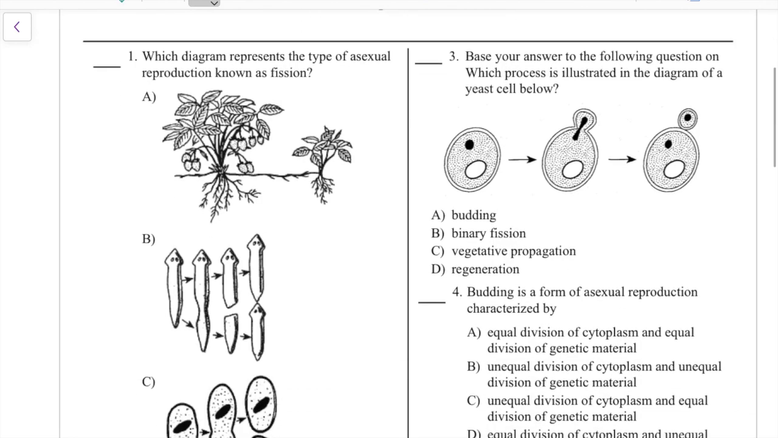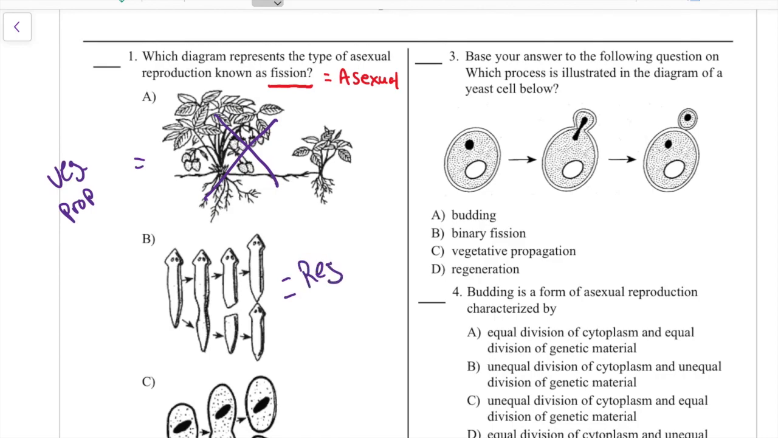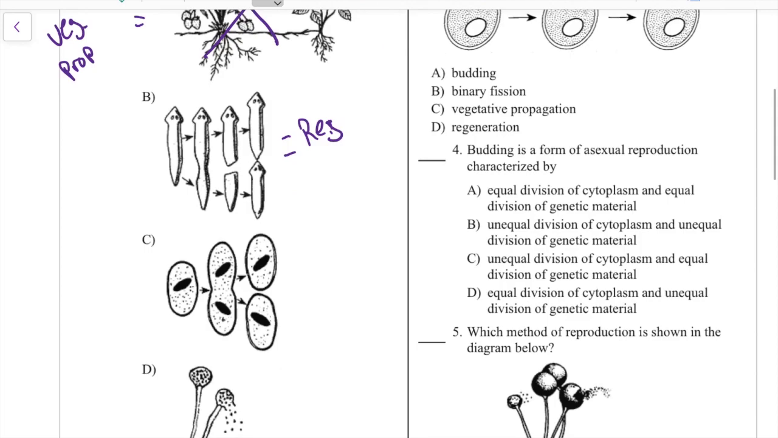So, if we take a look at our practice here, it says which diagram represents the type of asexual reproduction known as fission. So, fission is our key word. Fission is asexual. Now, if you look at the notes, I'll tell you that it is like mitosis. You have one parent going to two. So, it doesn't work here because that's vegetative propagation, right? Over here looks like regeneration because we have one organism that's split and it's turning into two. This is definitely the answer here.